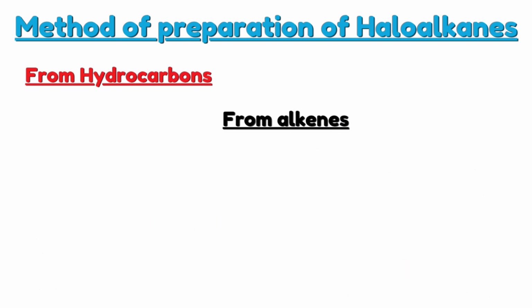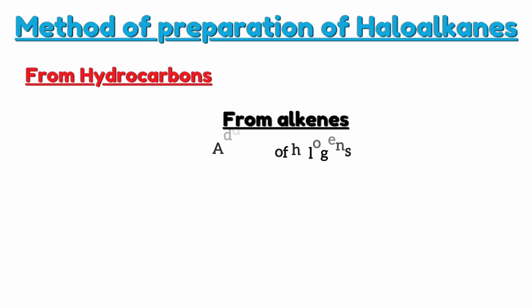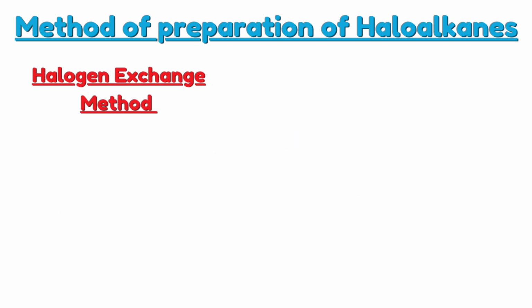Now during the addition of halogen, the addition results in the synthesis of dihalides. Here you can see the reaction. Now another method is halogen exchange method. A separate video is already available for this reaction in my named reaction series. You will get the link in the I button currently popping in the top right corner of the video and also at the end screen.